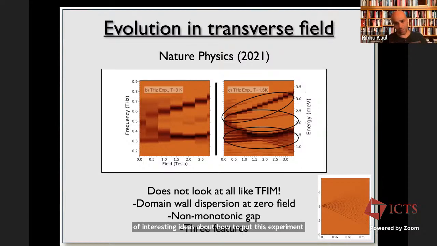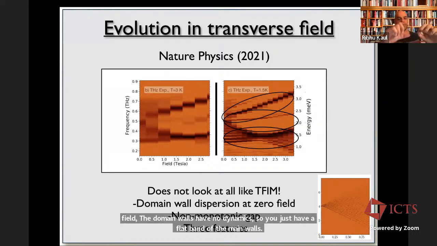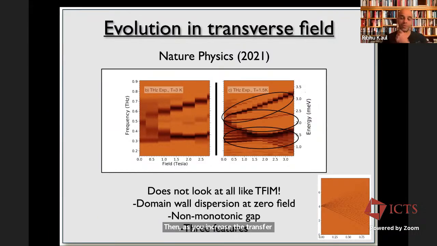So first of all, the interesting thing is that this experimental data doesn't look at all like the transverse field Ising model. If you look at the transverse field Ising model, what should it do? If you apply no transverse field, the domain walls have no dynamics, so you just have a flat band of domain walls. Then as you increase the transverse field, the domain walls get a dynamics that increases with the transverse field, and these split up into resonances.